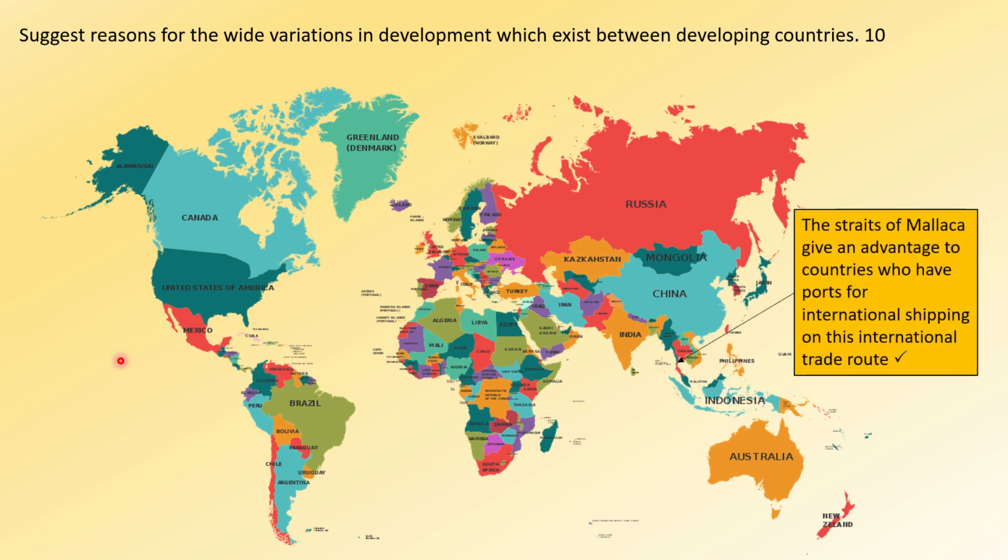Other countries have other advantages, though. Any country that is on the Straits of Malacca, which is this body of water here, has the advantage of being on an international shipping lane. And this means that anybody who has a port accessing this area of water can provide anchorage and refueling for international shipping. And that is, of course, to the advantage of a country that can do that.